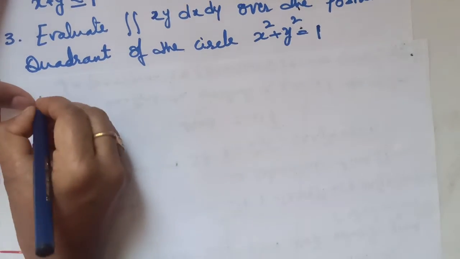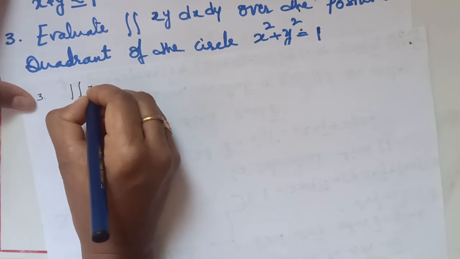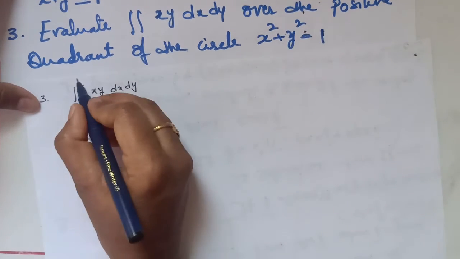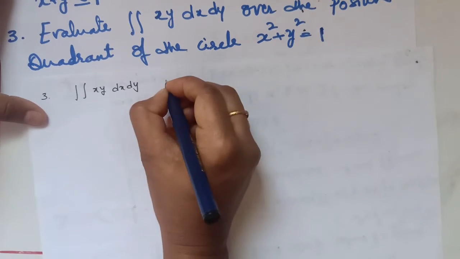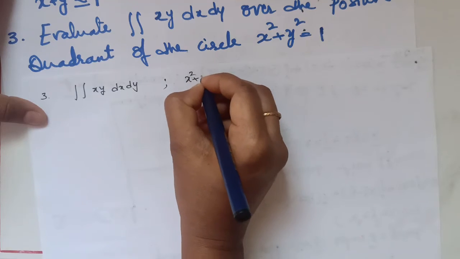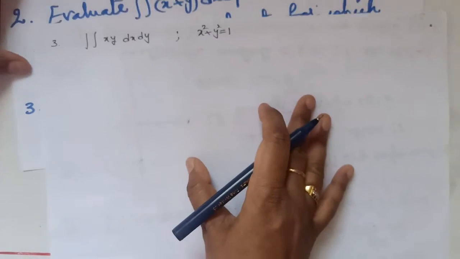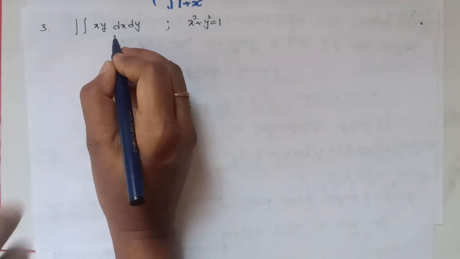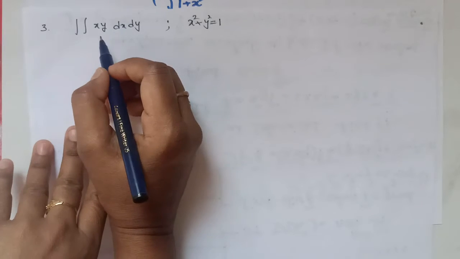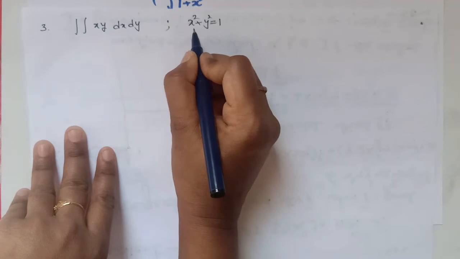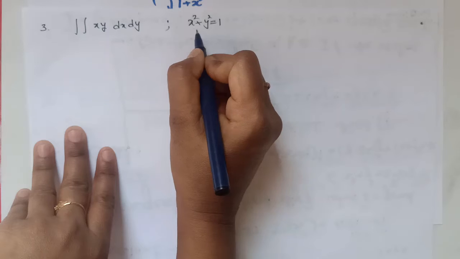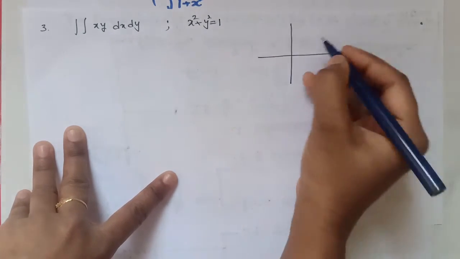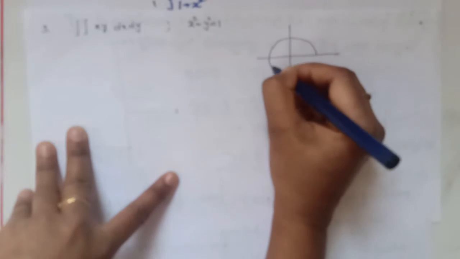Evaluate double integral xy dx dy over the positive quadrant of the circle x square plus y square is equal to 1. Okay, here also limits are not given. When limits are given, you can directly find out the double integration value. When limits are not given, from the given region you have to find out the limits. Here it is a circle equation. You have to draw a circle with radius 1.